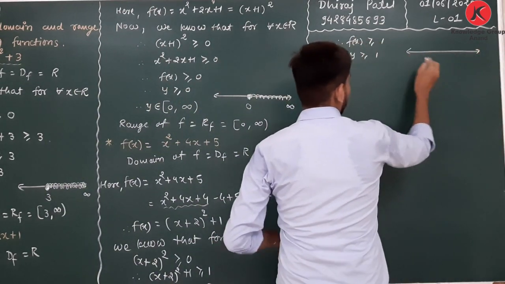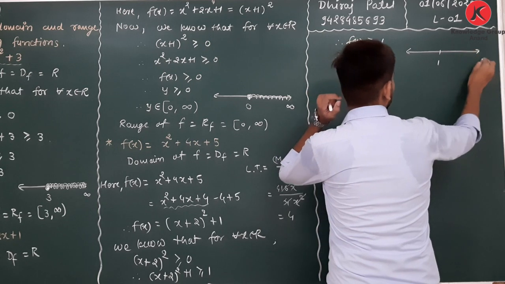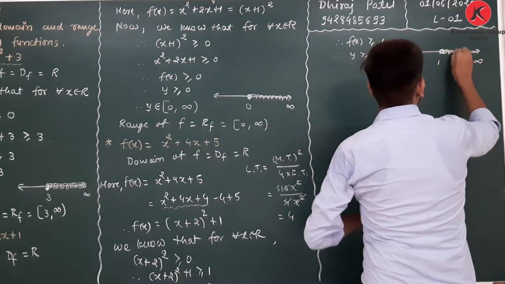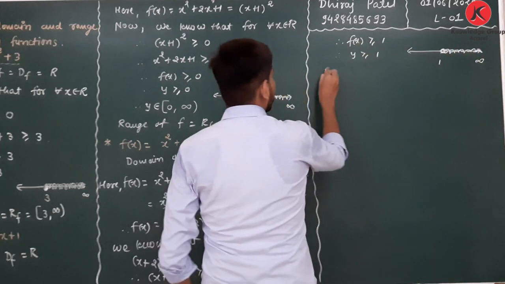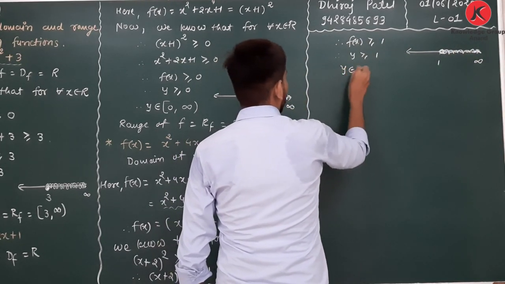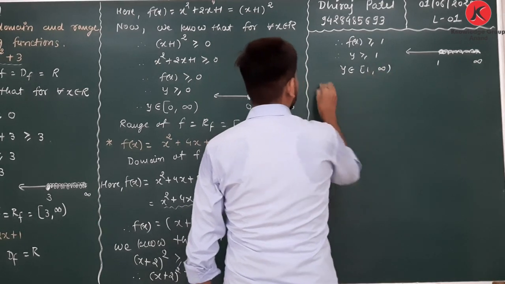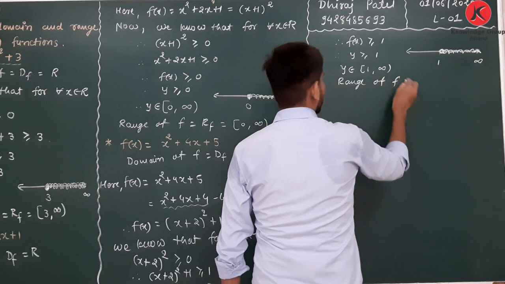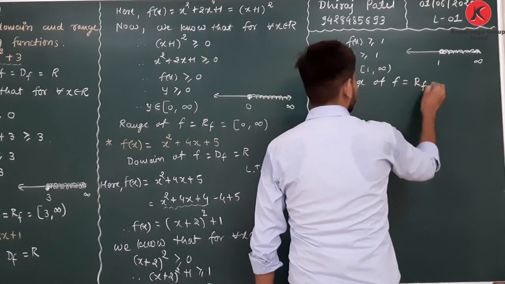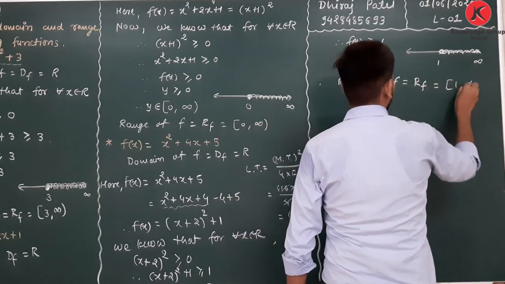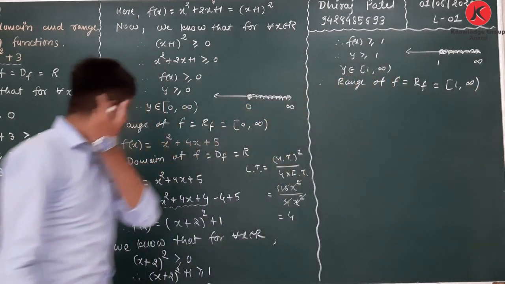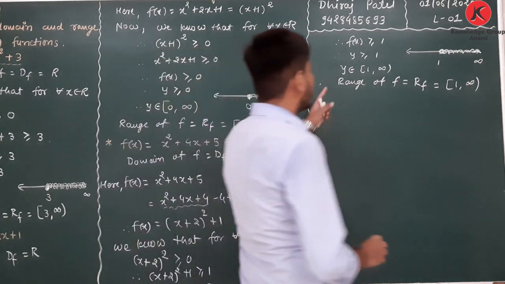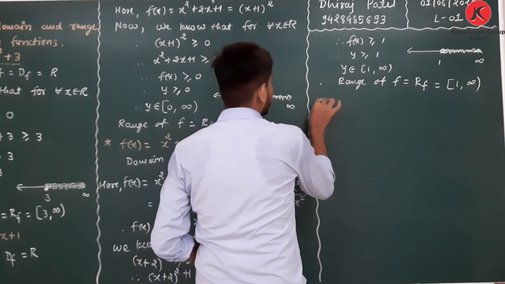Therefore, our range is from 1 to infinite. This is our range. Therefore, we can say that y belongs to 1 to infinite. Therefore, range of f, which is denoted R of f, is equals to 1 to infinite. Here તમને આ આન્સર મળશે. ઓકે, આવી રીતે તમે ક્વોડ્રેટિક પોલિનોમિયલ્સ ની રેન્જ ઓબ્ટેન કરી શકો.